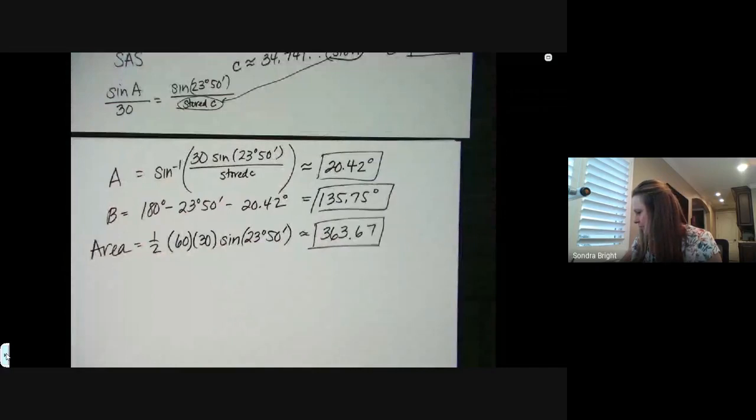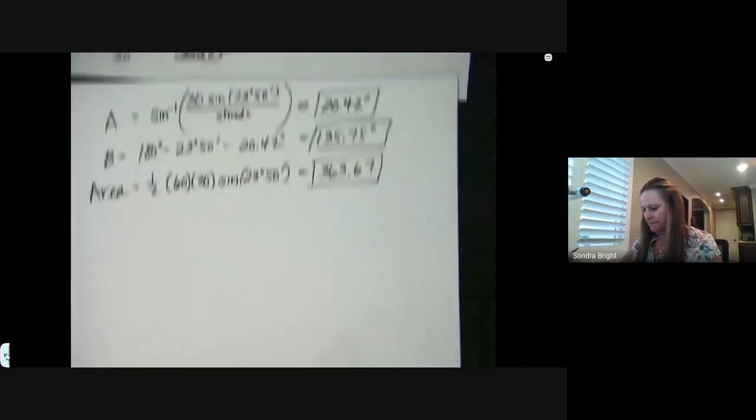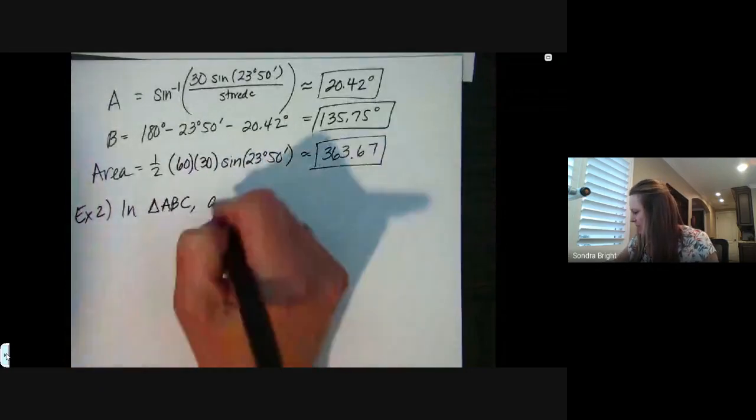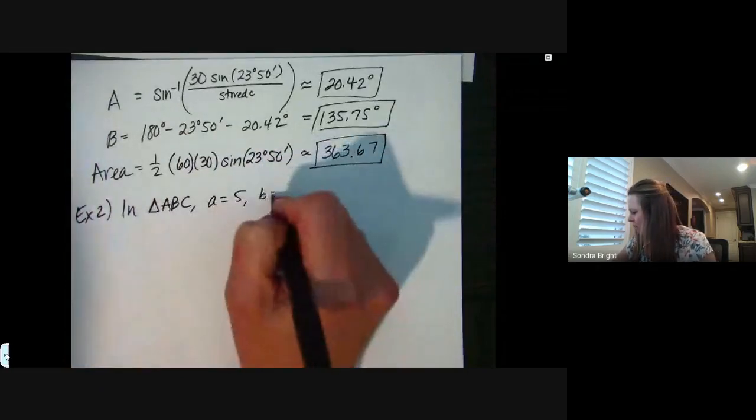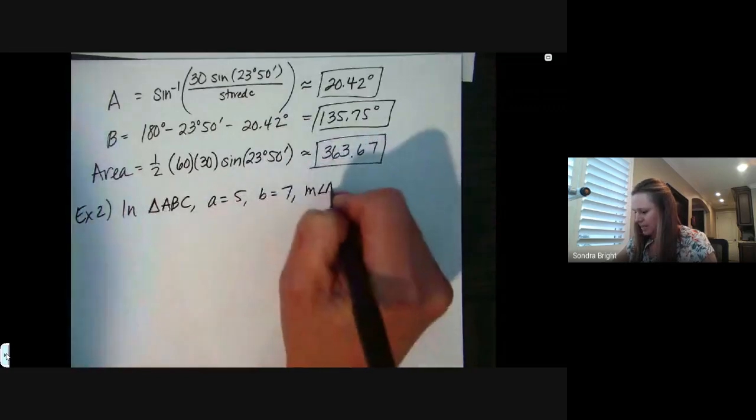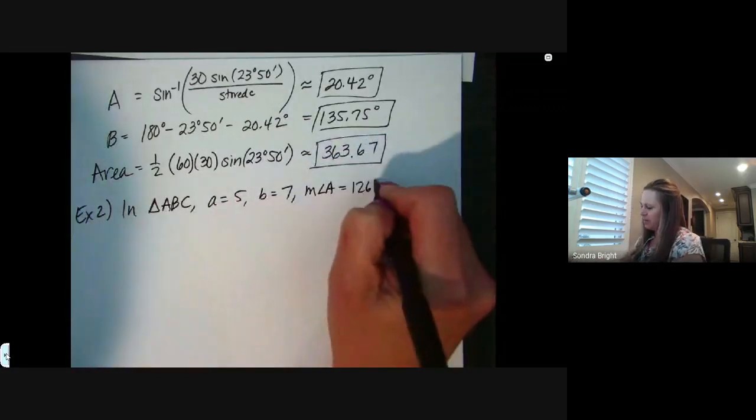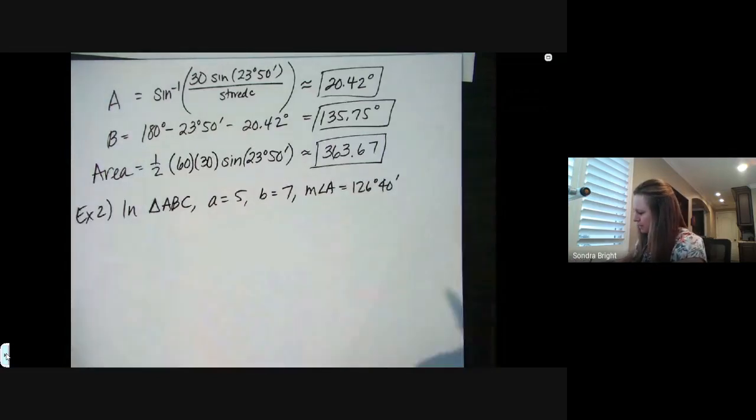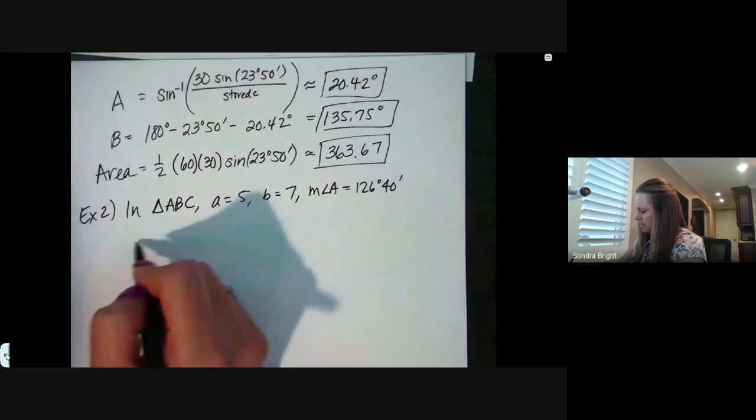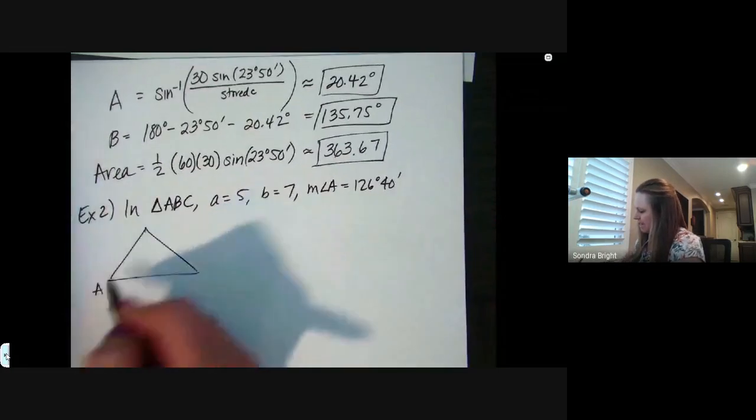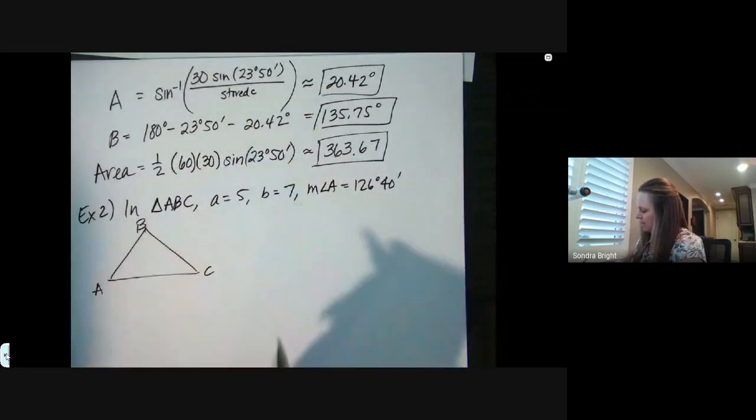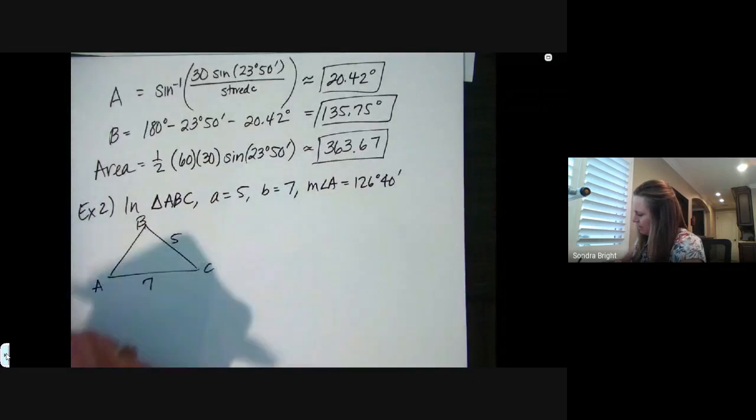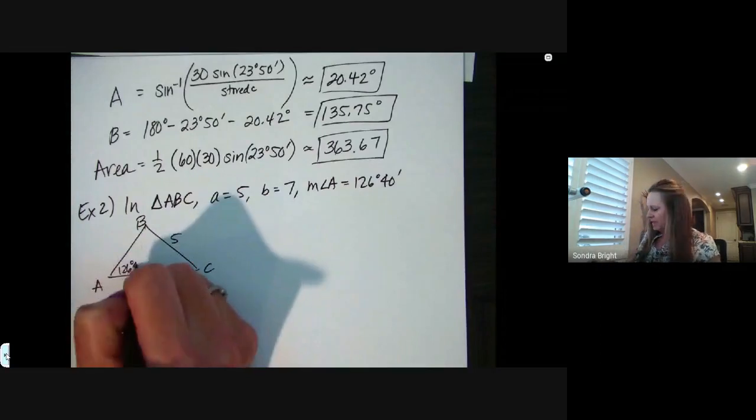How about in triangle ABC, if side A is 5 and side B is 7, and the measure of angle A is now 126 degrees 40 minutes. We're going to find the missing parts and the area. All right, so let's draw it. A, B, C. I've got side A is 5, side B is 7, and this time it gave me angle A. So what did they give me?